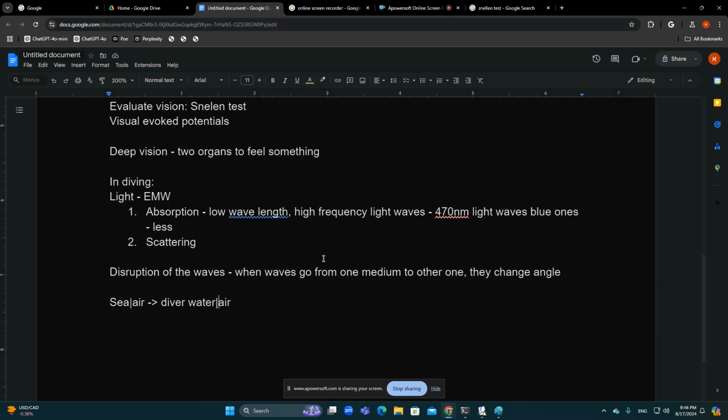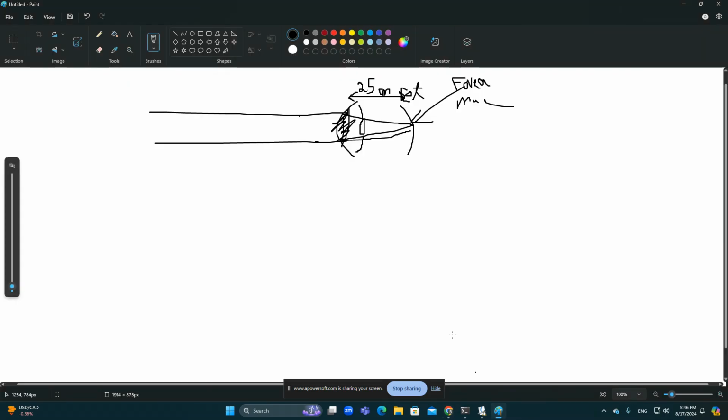And if you look at the normal, here you have the air, let's call it A, and here you have the sea, let's call it S. And now the light wave comes like this, and then it breaks. Here, it breaks. It breaks.